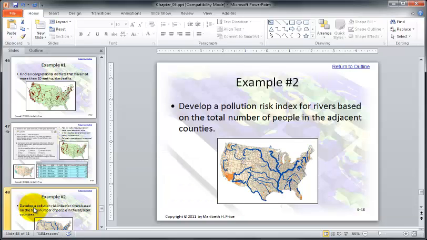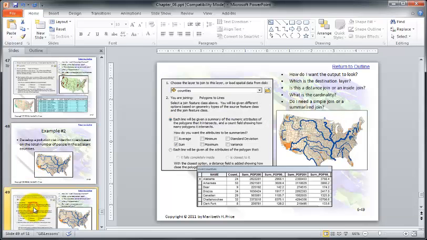Example 2. Develop a pollution risk index for rivers based on the total number of people in the adjacent counties. This would be a distance join. The layer that we're joining to this layer is counties. In this case, we're doing polygons to lines, and the attributes from the polygons are being appended to the river counties.